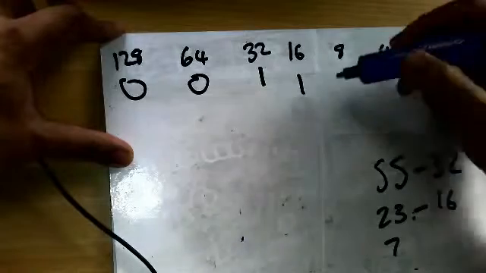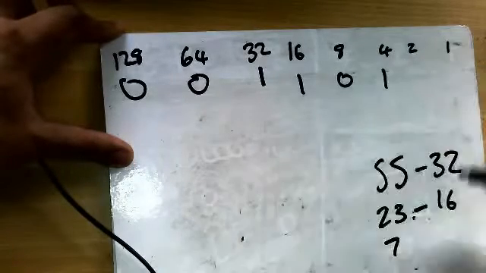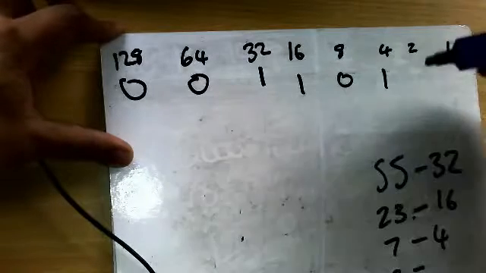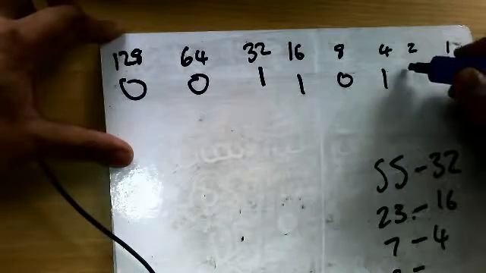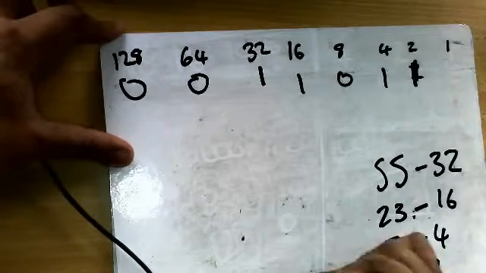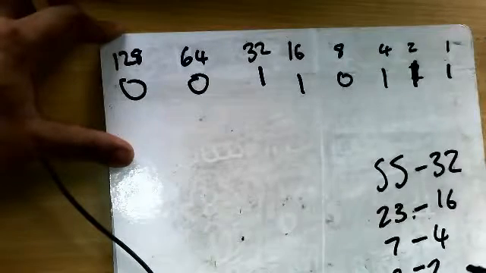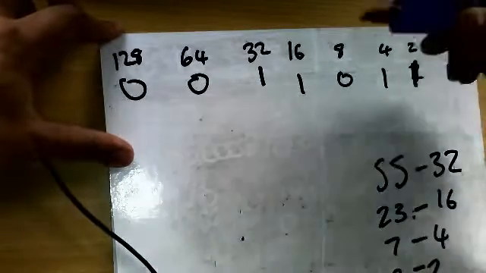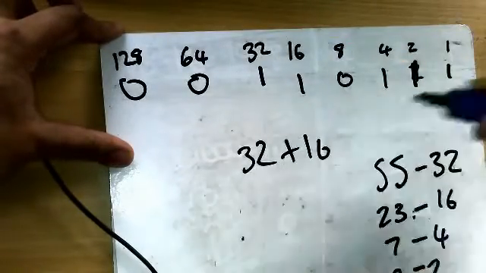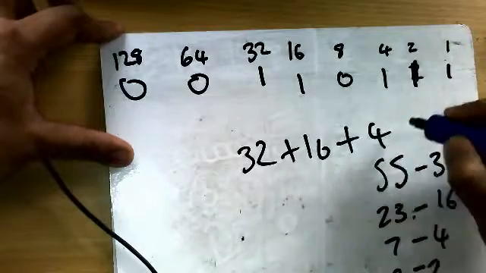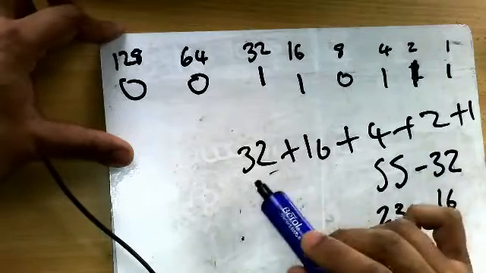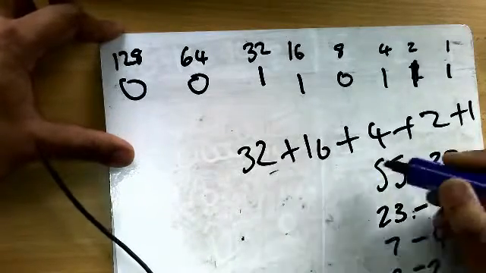Now 8 I won't need because 8 is larger than the 7, but 4 I'll need, so I take away 4 and I'm left with 3. And I'll need 2. Oops, sorry, just put a 1 there, take away 2, and I'm left with 1, and so that's got to be switched on. So there you go. The binary number for 55 is 32 plus 16 plus 4 plus 2 plus 1, so we've got 7 there. 7 plus 48 is 55.